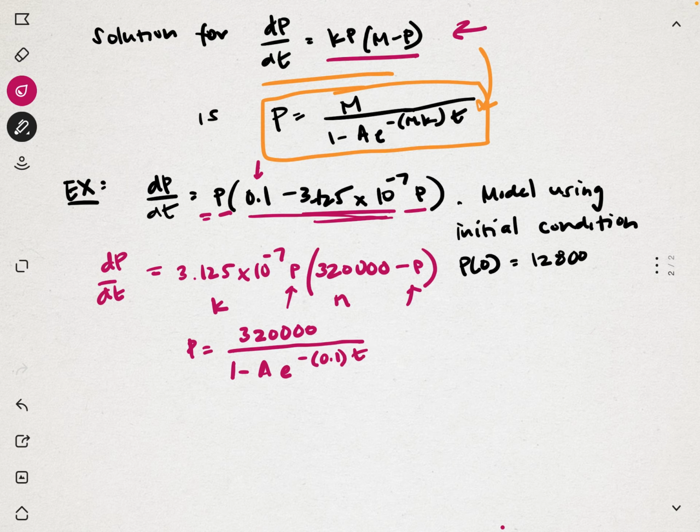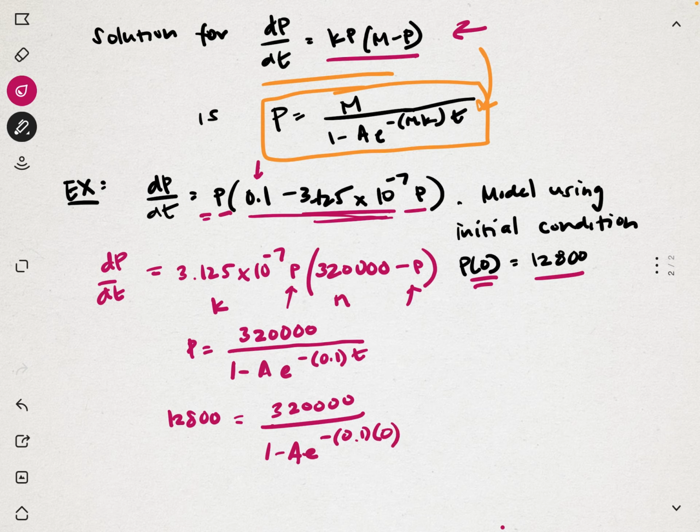All right, and we have an initial condition here, so we can find what our a should be. So we're going to plug in 0 for our t and 12,800 for our population. So 12,800 equals 320,000 over 1 minus a, e to the negative 0.1 times t, where t is 0, right? Because we're looking at time 0.